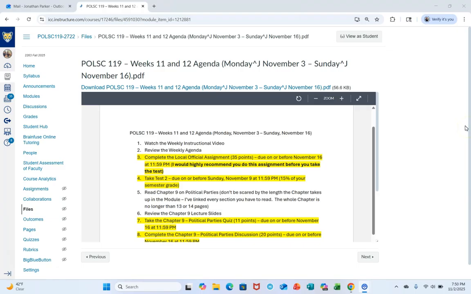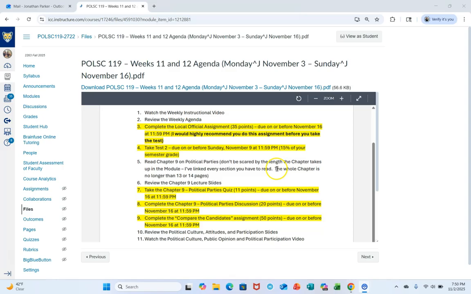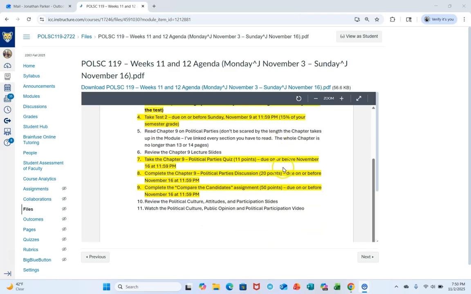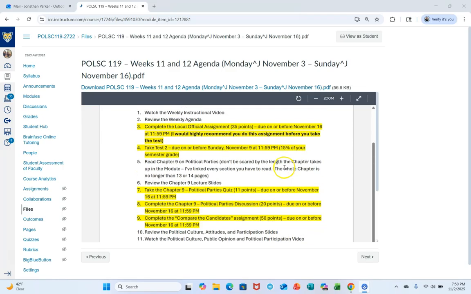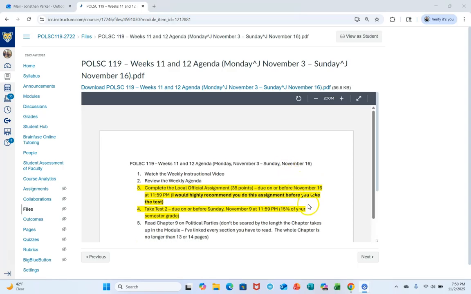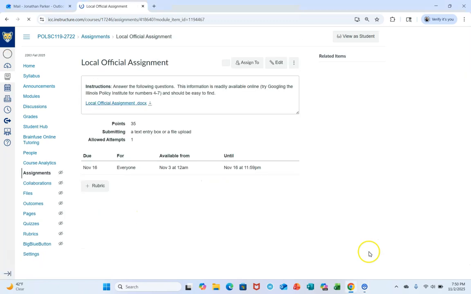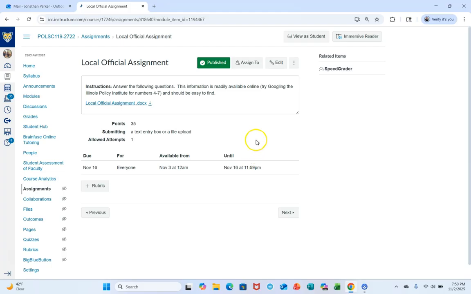We're on weeks 11 and 12. The semester is rapidly coming to a close. These couple weeks, we're going to be looking primarily at political parties and a little bit on political culture, attitudes, and participation. But first and foremost is the second test, which is 15% of your semester grade, which we'll get to in a minute. First, I wanted to draw your attention to this particular assignment.